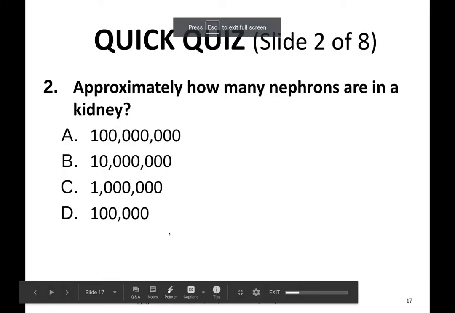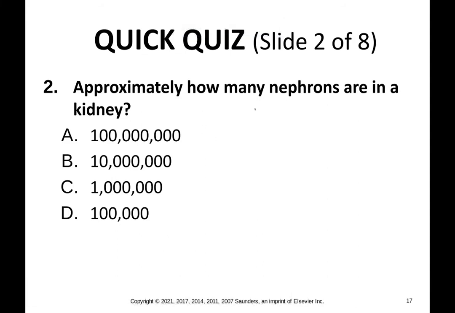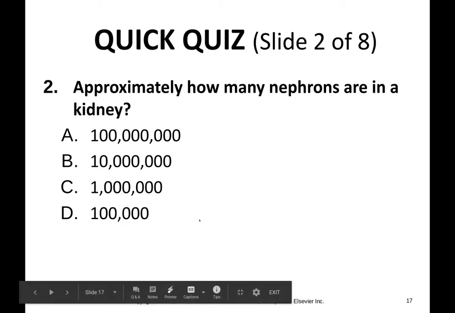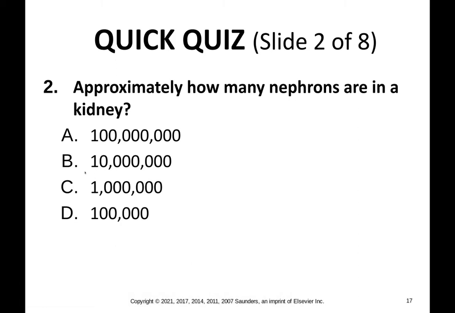Okay, sorry, we're going to go back to our quick quiz here. Approximately how many nephrons are in a kidney? 100,000, 10,000, no, that's 10 million, sorry. 1 million, there's 100,000. What do you think? How many nephrons? So the correct answer is C. There are about 1 million nephrons in one kidney. So that's a fair amount.